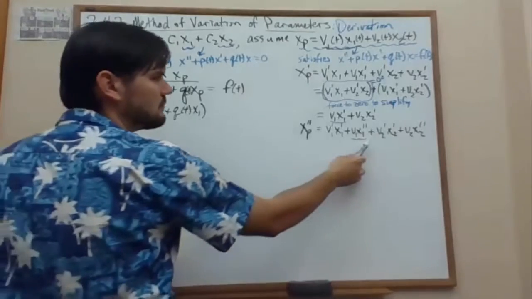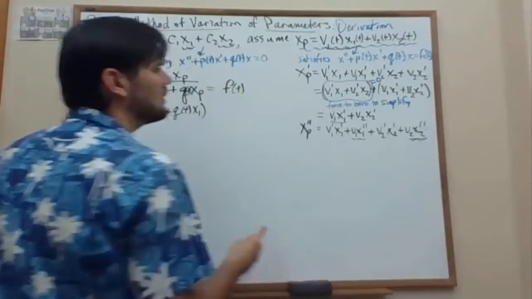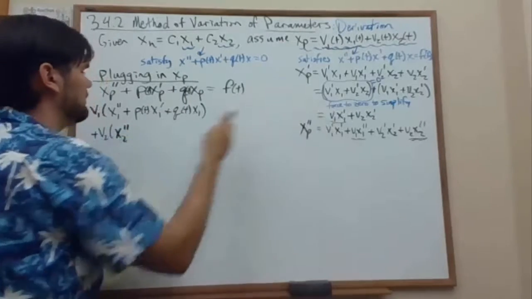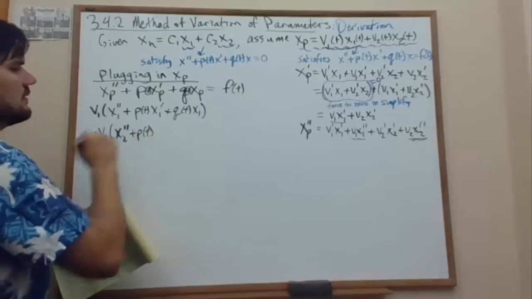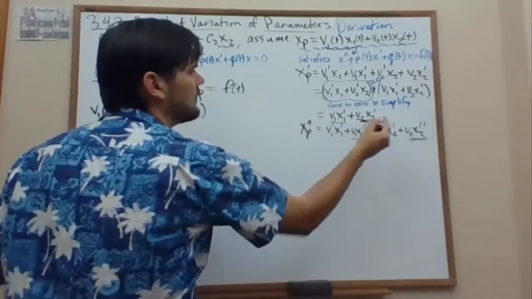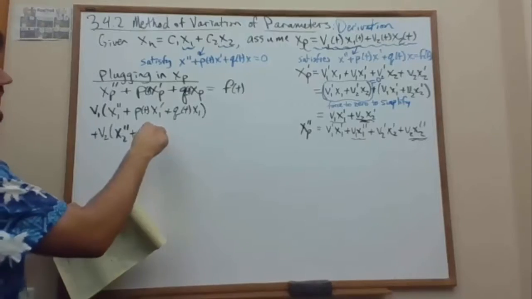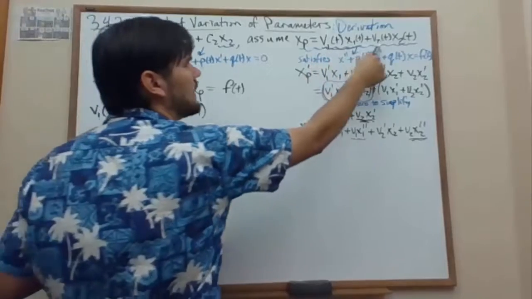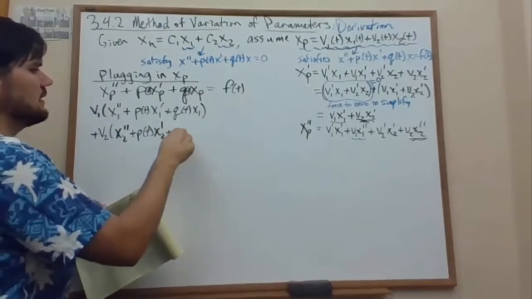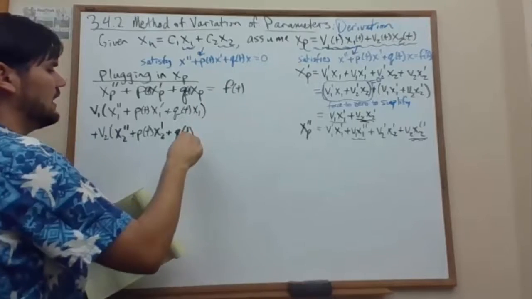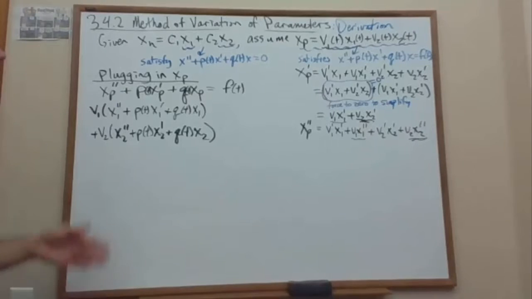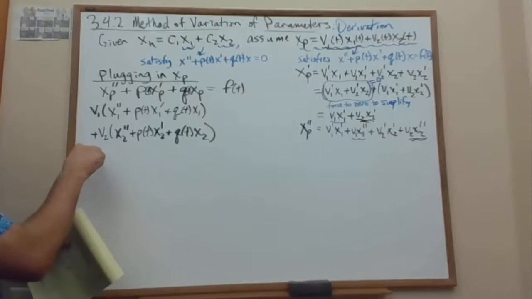Starting at the bottom again, I have a v2 times x2 double prime. Then I move on to my x_p prime. I multiply by p of t, and I have a v2 x2 prime, and then going to the very top, I have v2 x2. So plus q of t times x_p gives me a v2 times x2. Okay, so I have the v1 terms, the v2 terms. Now I go into the v1 prime terms.